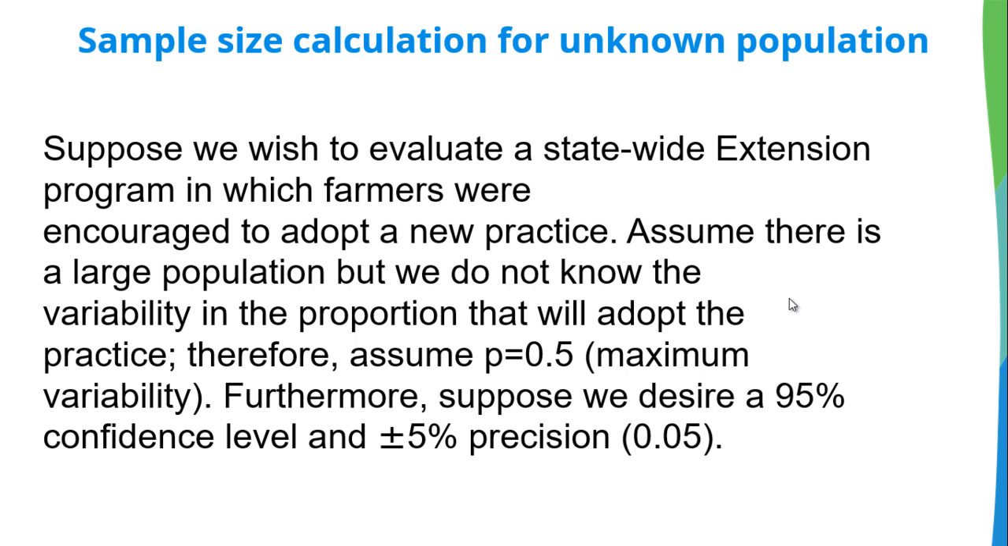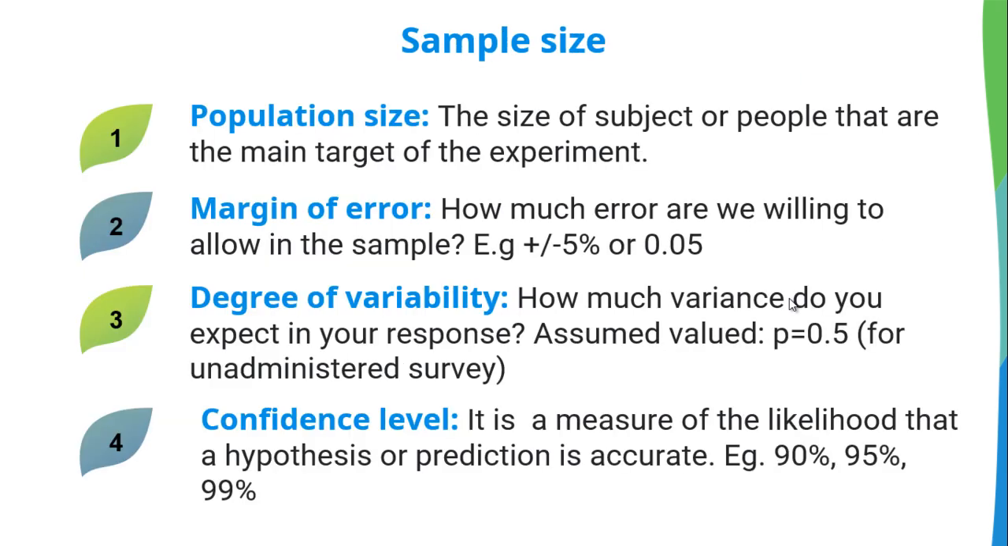Furthermore, suppose we desire a confidence level of 95%, which is standard. You can choose 90% or 99%, depending on what you want, but I think 95% is fair enough. Then we choose our precision, which is plus or minus 5%, that is 0.05. That is our precision level, which is what I mentioned earlier as the margin of error.